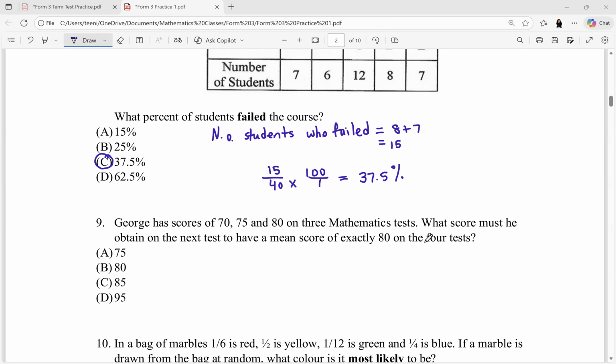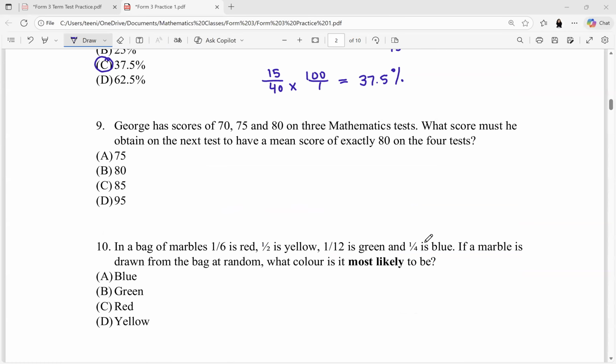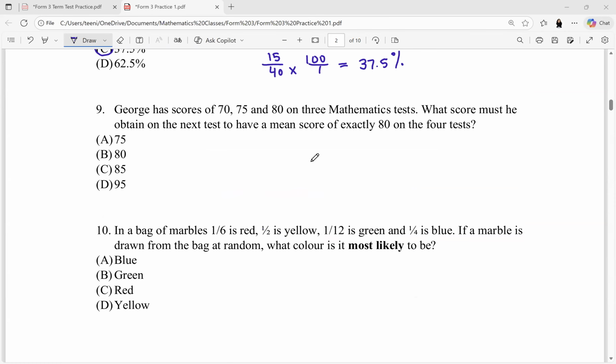So let's look at number 9. This kind of reminds me of SEA questions, actually. All right. So George has scores of 70, 75, and 80 on 3 mathematics tests. What score must he obtain on the next test to have a mean score of exactly 80 on the 4 tests? So his scores in the 3 tests are 75, 70, and 80.